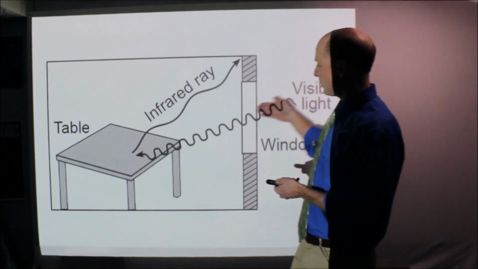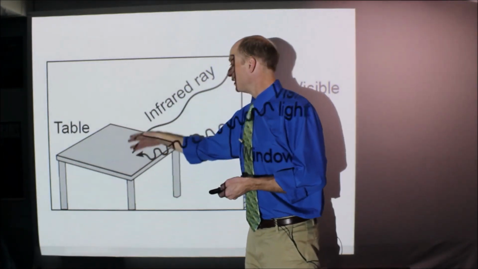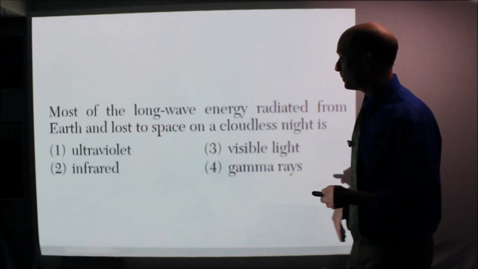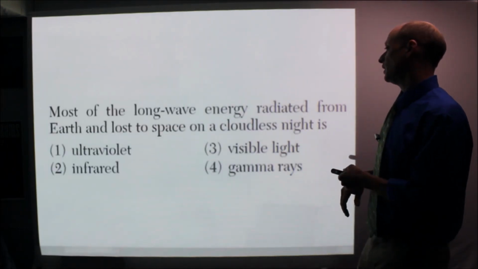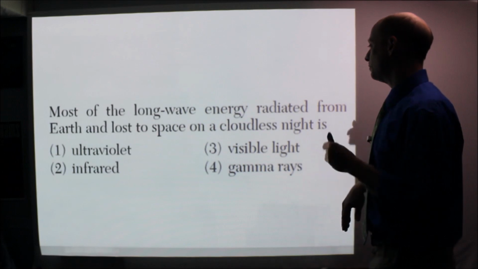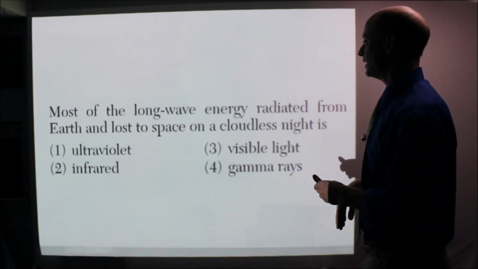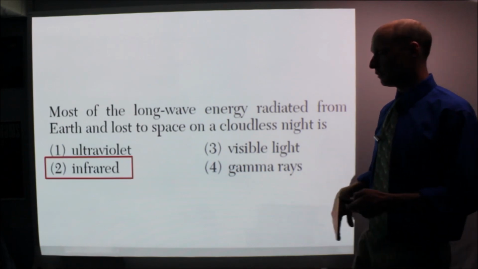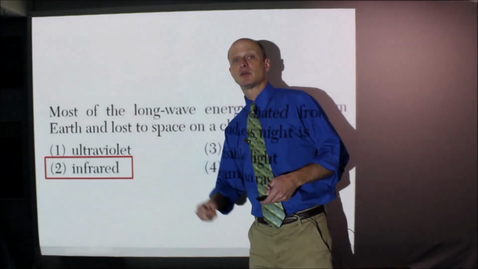So here's another example from the Regents exam. It shows visible light coming in a window. It heats up the table, and the table gives off infrared radiation in this case. This stuff comes up a lot. Most of the long wave energy radiated from Earth and lost to space on a cloudless night is infrared. Infrared is what Earth gives off.